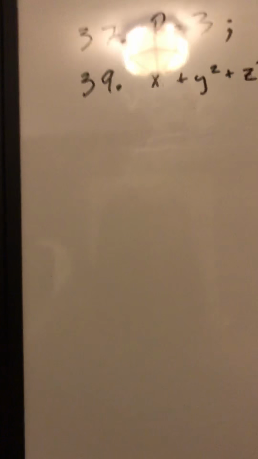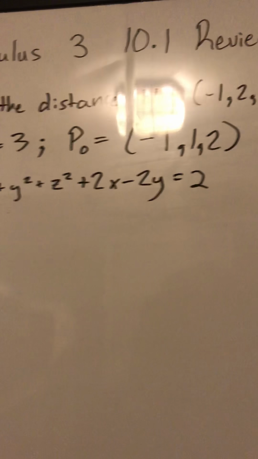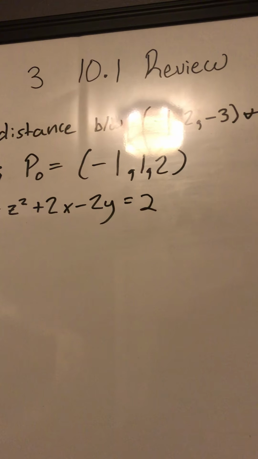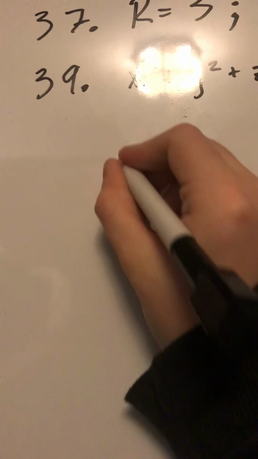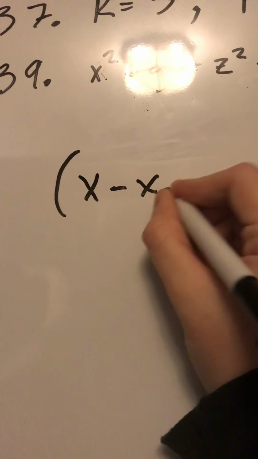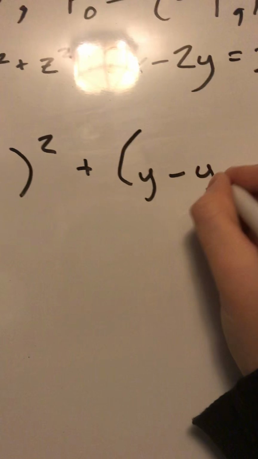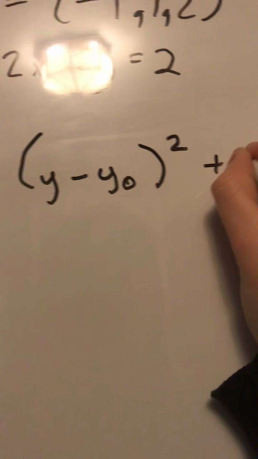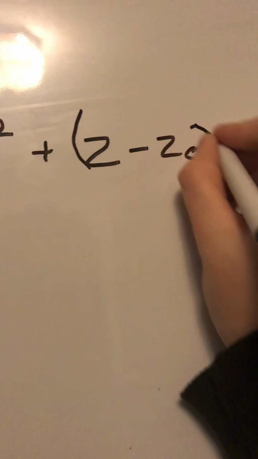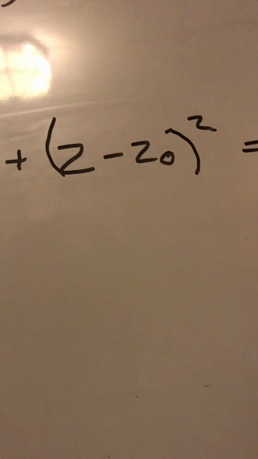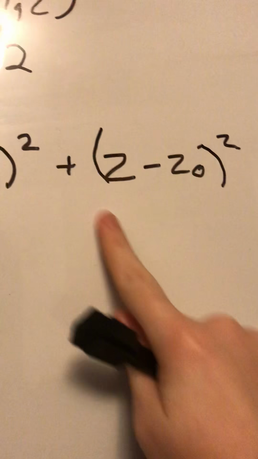Number 37, we are trying to write the equation of a sphere with radius 3 and our center point being -1, 1, and 2. So the equation of a sphere is (x minus x naught) squared plus (y minus y naught) squared plus (z minus z naught) squared equals our radius squared. It's just like a circle, but we added z.